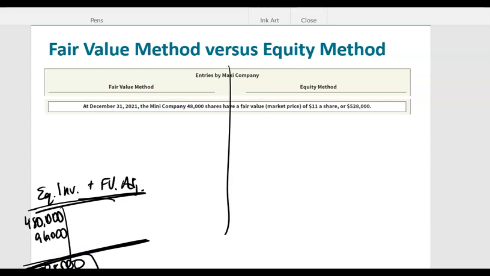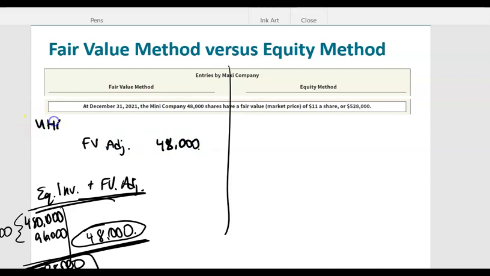So the question is, what do we need to book right now? If we have a balance of 576,000 and we want to have a balance of 528,000, what do we need to record? Well, clearly we need to take the balance down, so I need to record a credit of how much? The difference between 576 and 528. We need to record a credit for 48,000. So we are reducing the fair value adjustment account. So we're going to credit the fair value adjustment account, 48,000. And I'm going to debit the account unrealized holding gain or loss dash income for 48,000.